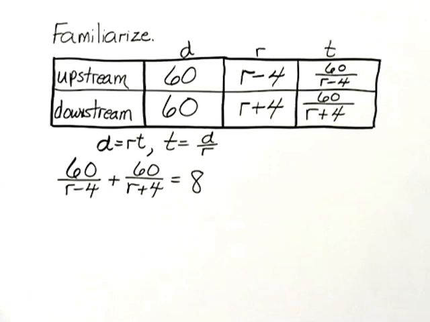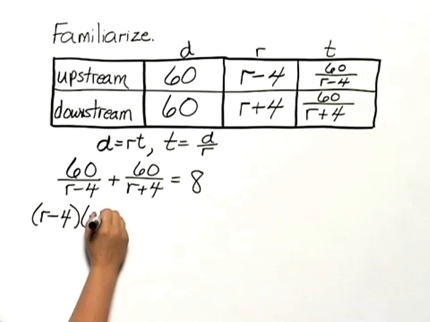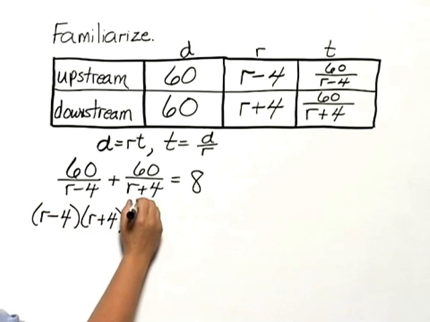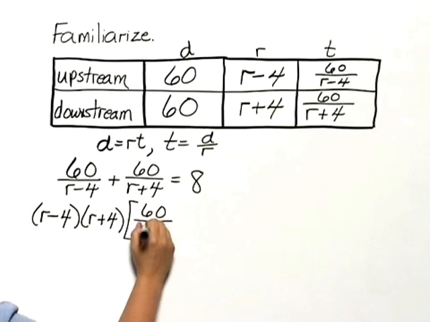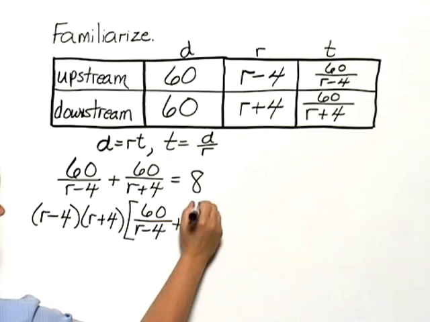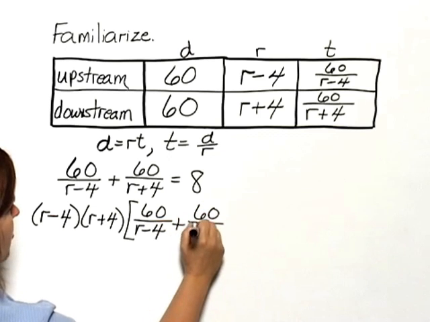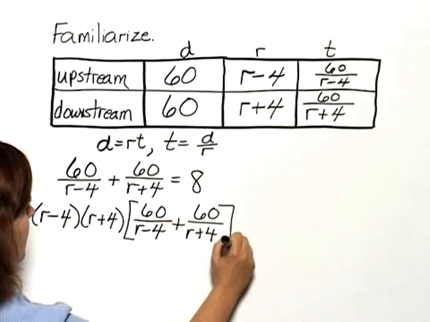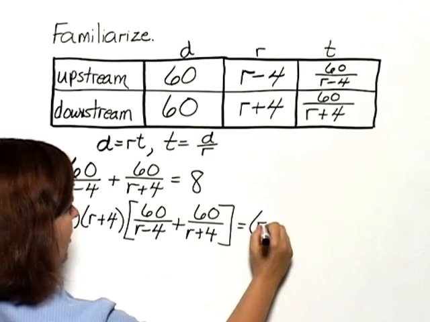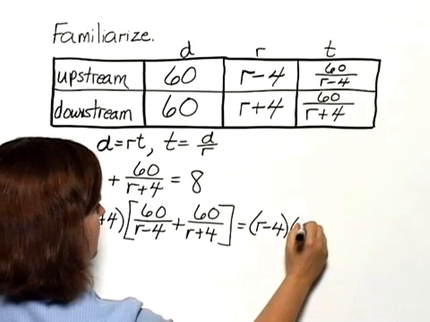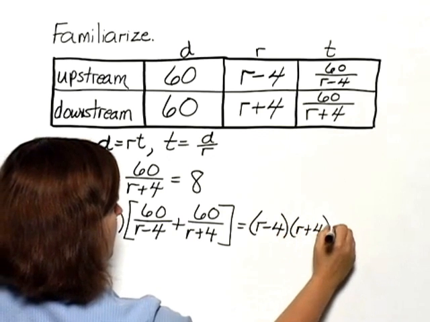And we can carry out by solving this equation, first multiplying both sides of the equation by the least common multiple of the denominators, R minus 4 times R plus 4. We multiply that by the left side, that's 60 over R minus 4, plus 60 over R plus 4. And we also multiply that by 8, which is the right side of the equation. R minus 4 times R plus 4 times 8.